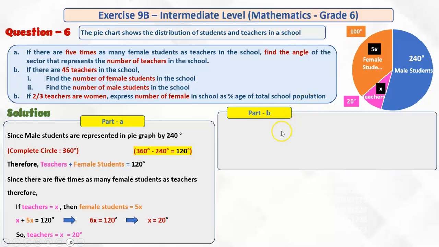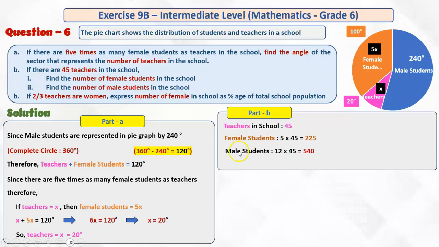So going over to part B, if there are 45 teachers in the school, we have to find the number of female students. So teachers in the school is 45. The female students would be 5 times multiplied by those teachers. So 5 multiplied by 45 is 225.